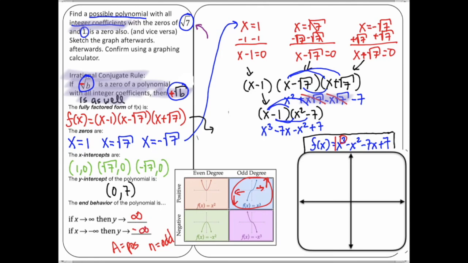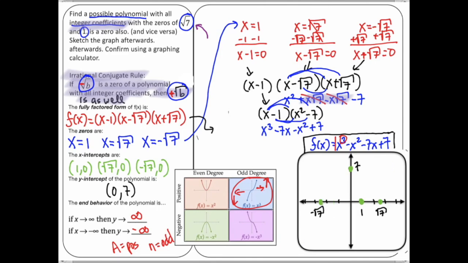Okay. And so let's start to put all the pieces on our graph so we can sketch it out. Okay, so there's everything put out nicely here. Oops, I got the negative square root of 7 in the wrong spot. One second.